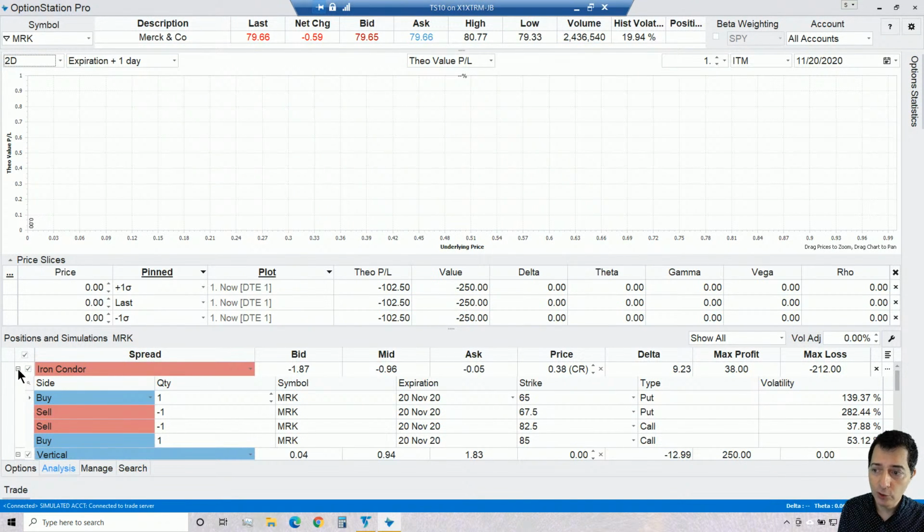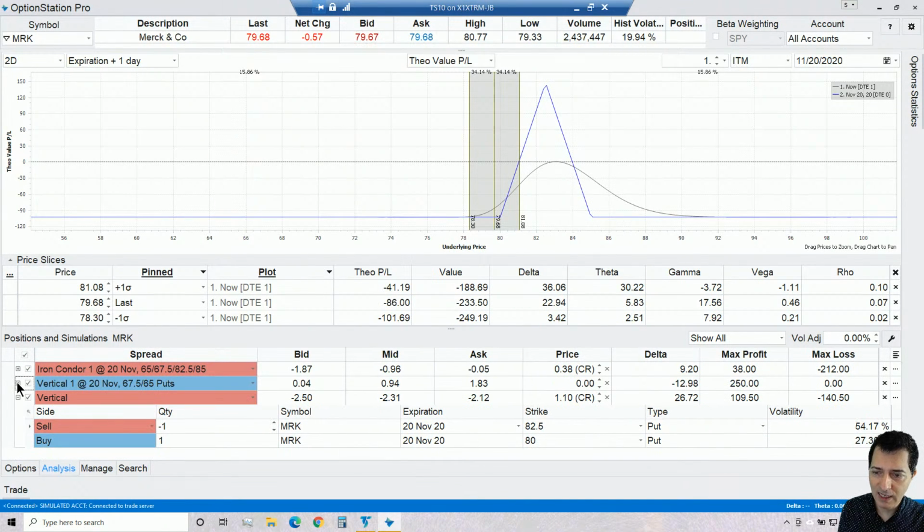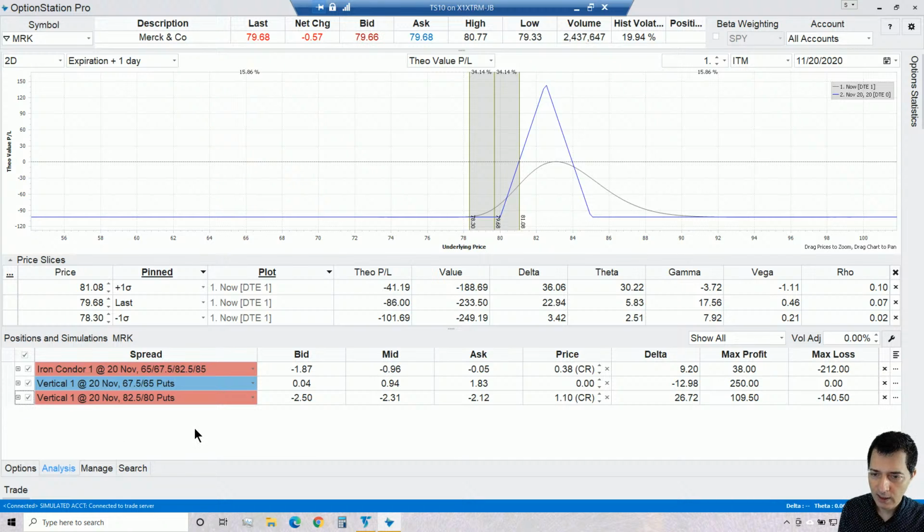The good news is that the loss was basically diminished by half. So the most this trade could lose is 102, which is much less than the original risk that was more than double. Currently, this trade is losing 86, of course, because we are below the range.